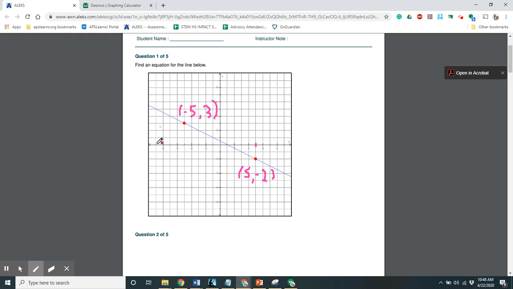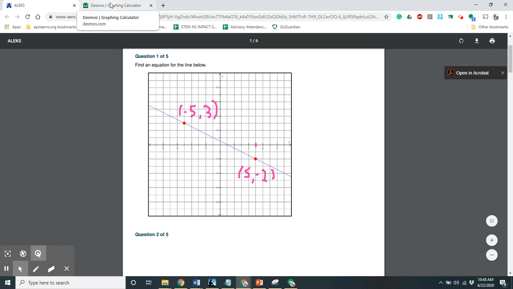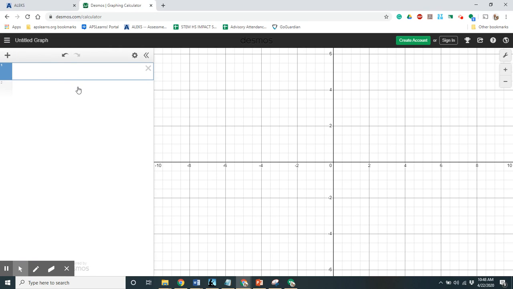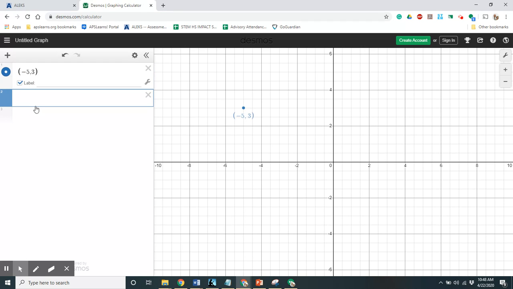All right, so I'm going to go to Desmos and plug these points in. So we have -5, 3, and we have 5, -2.